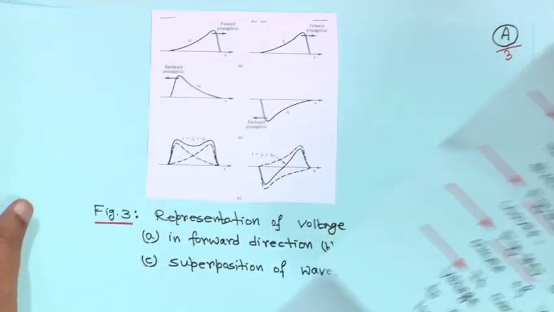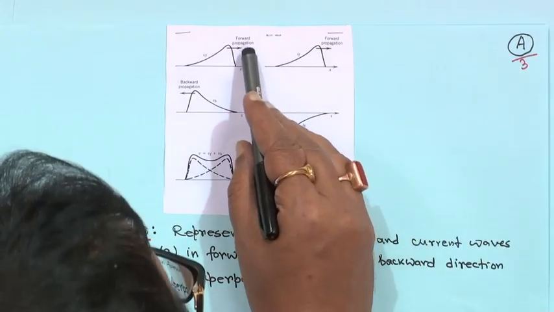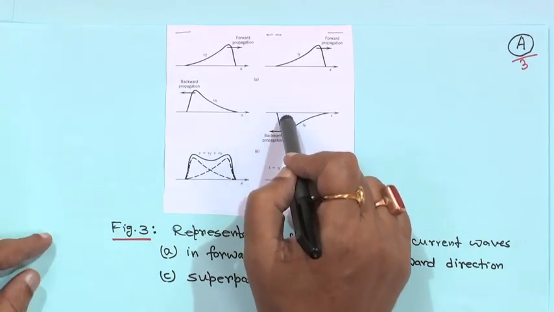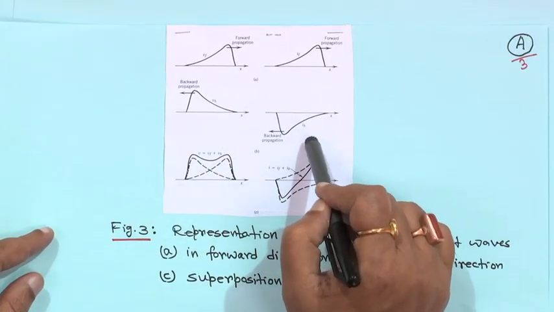Next, we will go to the superposition of forward and backward travelling waves. Before explaining all this, first look at the figure. These figures I have taken from a book, because the figures are symmetrical, it will be easy for you to understand.